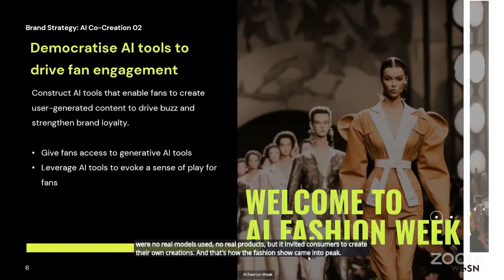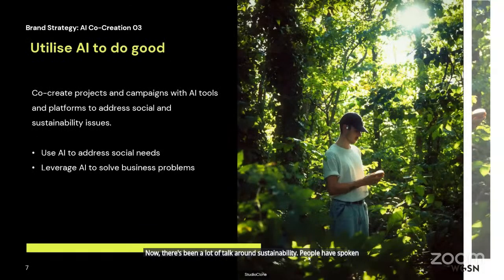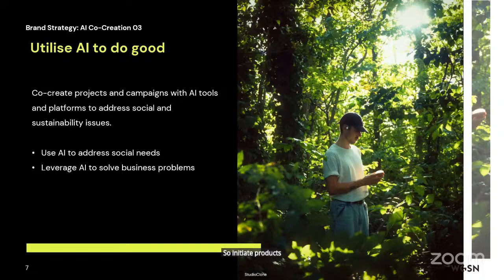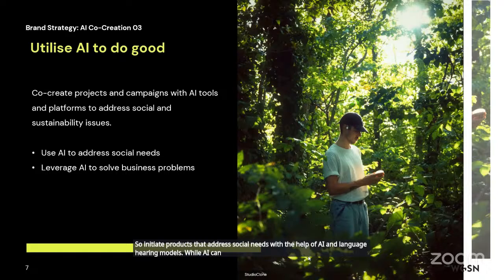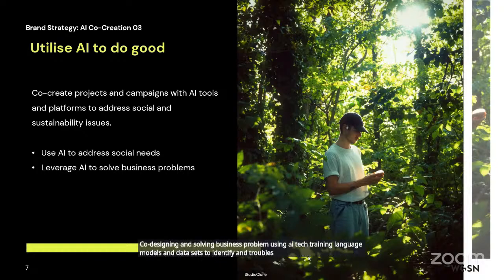Now, there's been a lot of talk around sustainability. People have spoken about how to be transparent. So you can actually utilize artificial intelligence to do some good for society. Initiate products that address social needs with the help of AI and large language models. While AI can unlock plenty of new entertainment ideas, brands can also consider how this tech can improve the way we are living. Co-designing and solving business problems using AI tech, and training language models and data sets to identify and troubleshoot, will be very, very important.